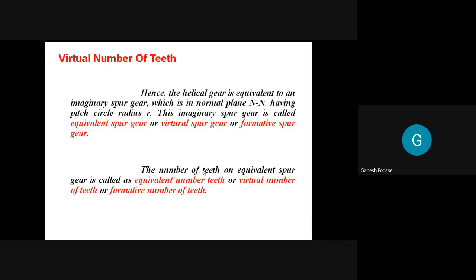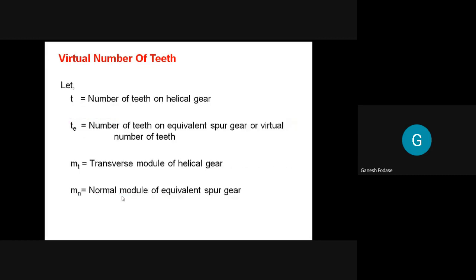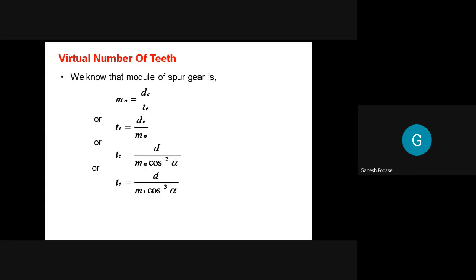So the number of teeth on that equivalent spur gear is called the equivalent number of teeth, or virtual number of teeth, or sometimes also called the formative number of teeth. To find that, we use simple relations of module and diameter.